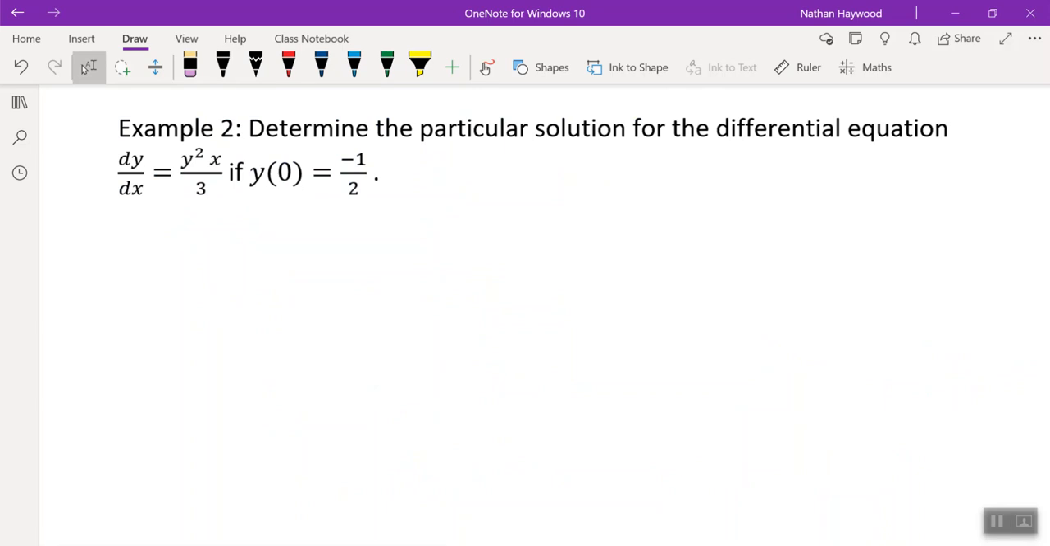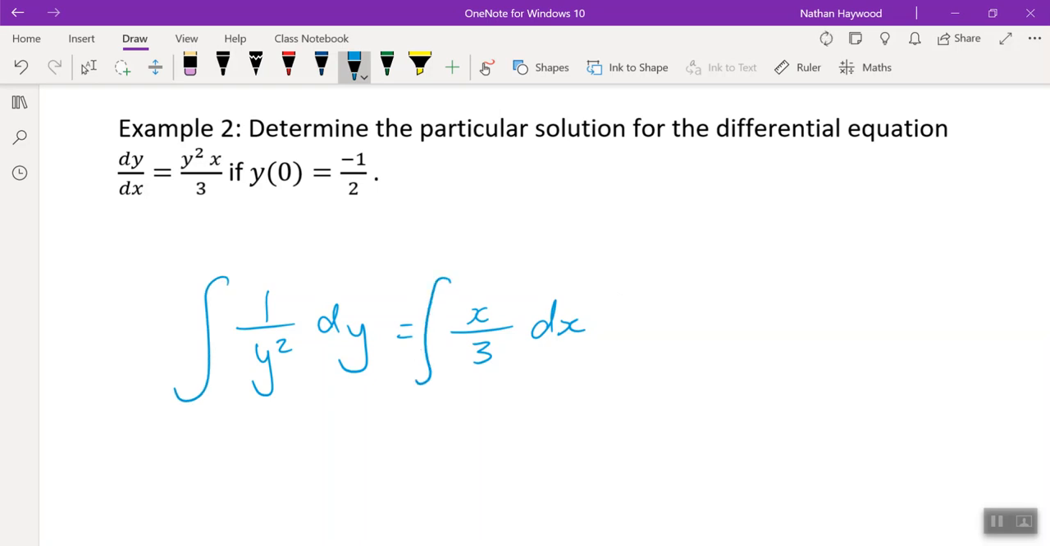I'll just go through the solution. It's pretty similar to the example we just did. So I'm trying to get the x's with the dx and the y's with the dy. So bring the y over, bring the dx over, you're left with this. Then integrate both sides.